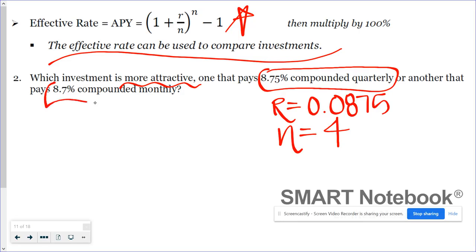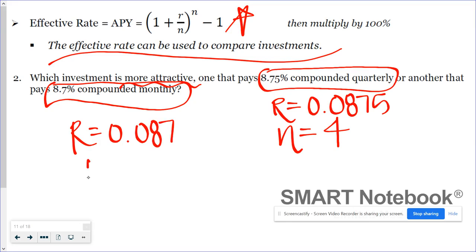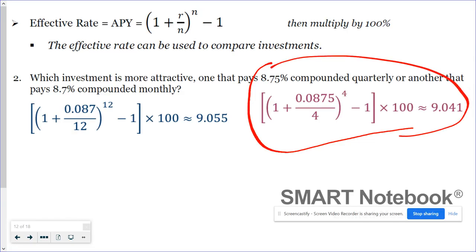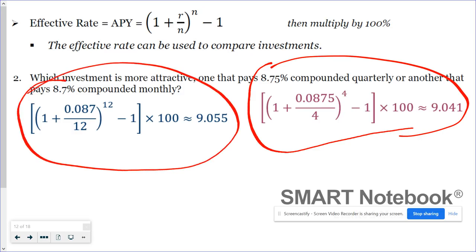For the 8.7% compounded monthly, I'm going to use R as 0.087. Compounded monthly means N is 12. So I'm going to calculate the effective rate for each of these investments. And here's what I got. For my 8.75% compounded quarterly, I ended up with 9.041. For 8.7% compounded monthly, I ended up with 9.055.